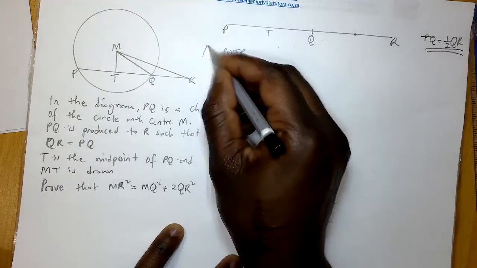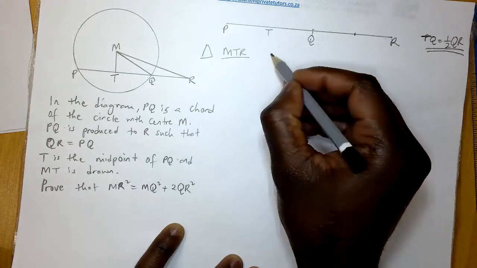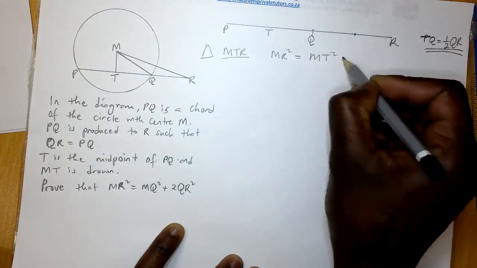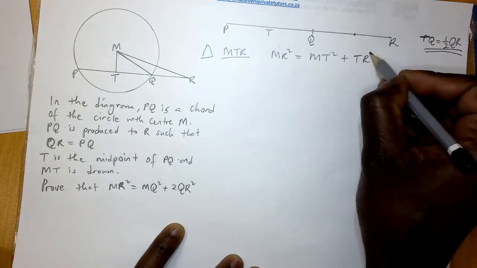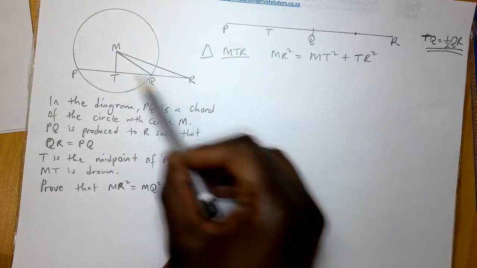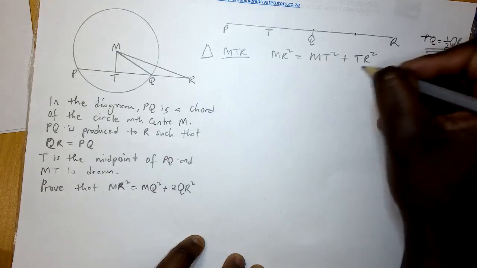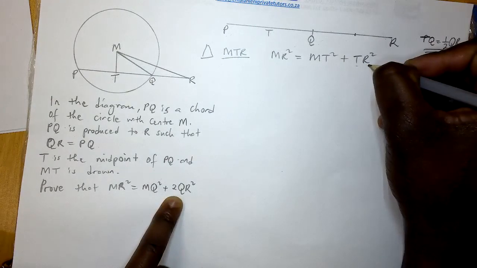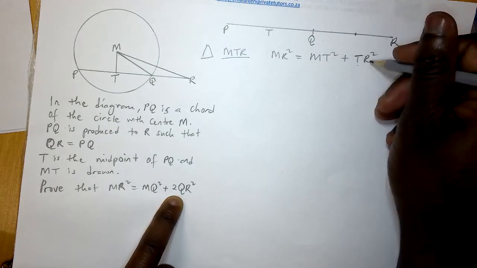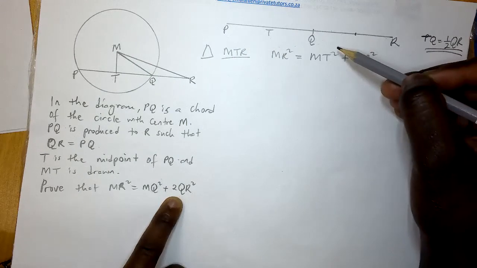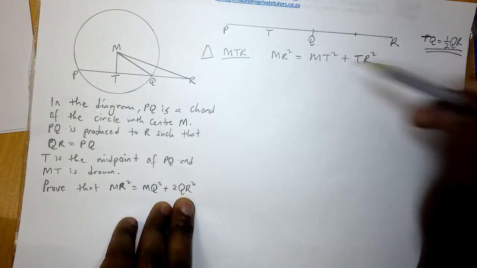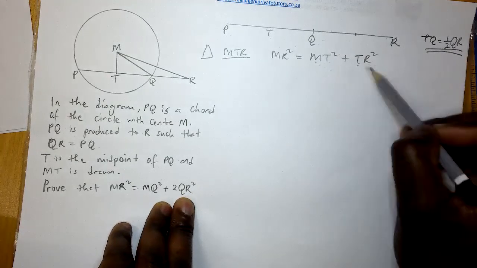Then we use Pythagoras' theorem to say MR squared is equal to MT squared plus TR squared. But from the expression we want, we see that we don't have TR in our answer, and we also don't have MT in our answer. So we must find a way to substitute these values. What is TR in terms of QR? We want to express TR and MT in terms of QR.